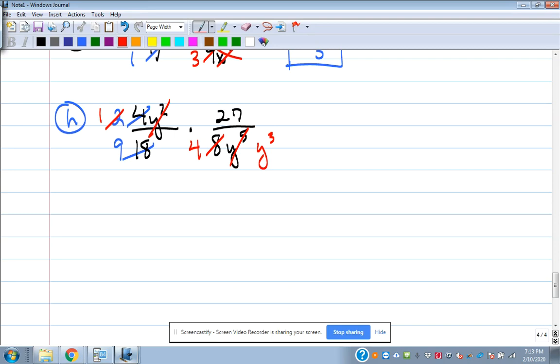And can I cancel any diagonally this way? Yeah, 9 goes into itself once, into 27 3 times. And now I got an easy math problem. 1 times 3, 1 times 4, y cubed.